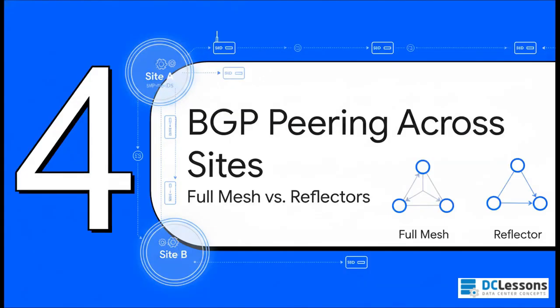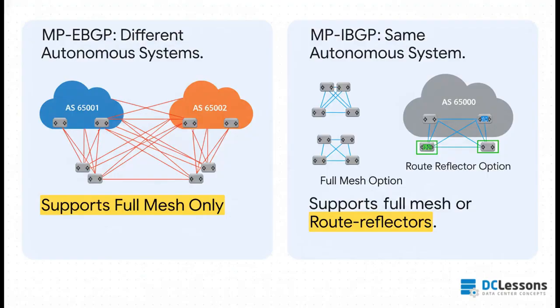We know the spines establish these MP-BGP peerings using their router IDs, but there are a couple of different ways you can design that. So let's explore the two main models you'll see: full mesh and route reflectors. Your choice really boils down to one question. Are your sites in the same BGP autonomous system, or are they in different ones? If they're in different AS numbers, you have to use external BGP, or eBGP. The big limitation here is that eBGP only supports a full mesh. That means every single spine has to peer directly with every single spine in all the other sites.